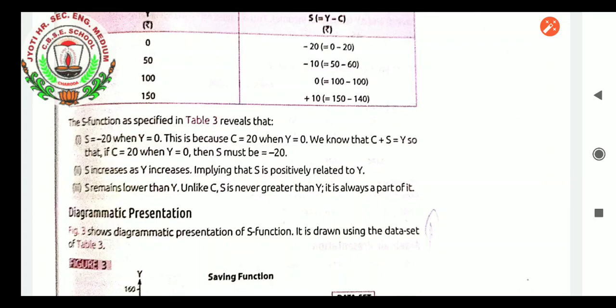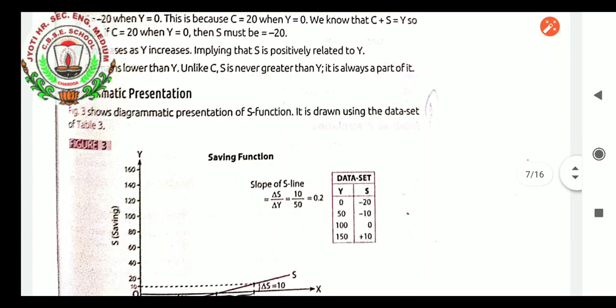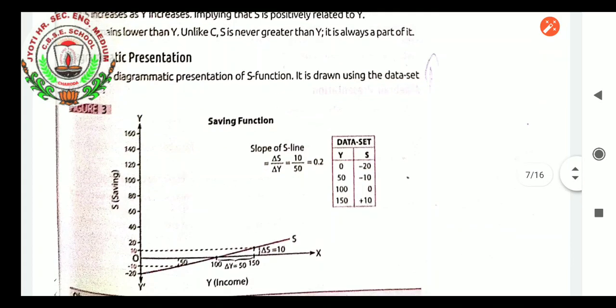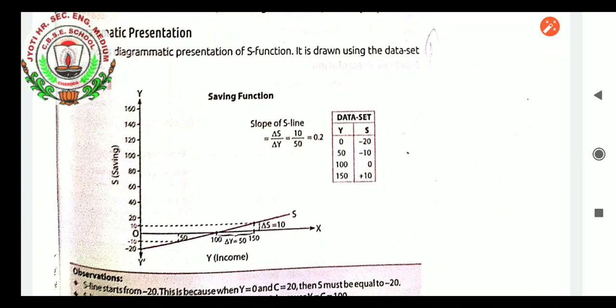S remains lower than Y. Unlike C, S is never greater than Y, it is always a part of it. Diagrammatic presentation, if we see, slope of S line, same rule is there: change in saving upon change in income. As the income increases, savings increase, and then we will get the slope of the S line.